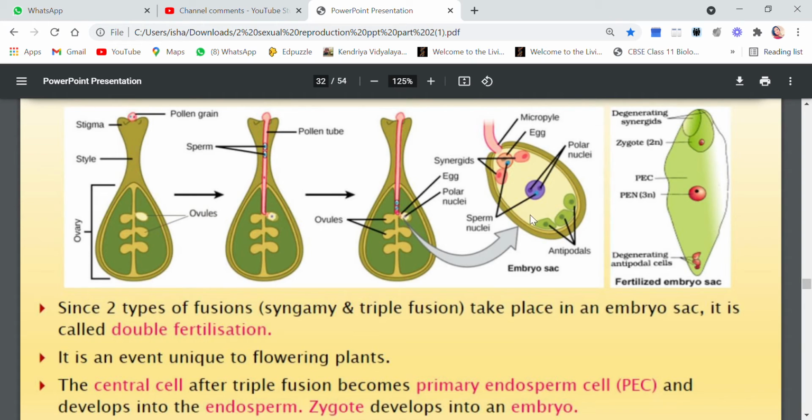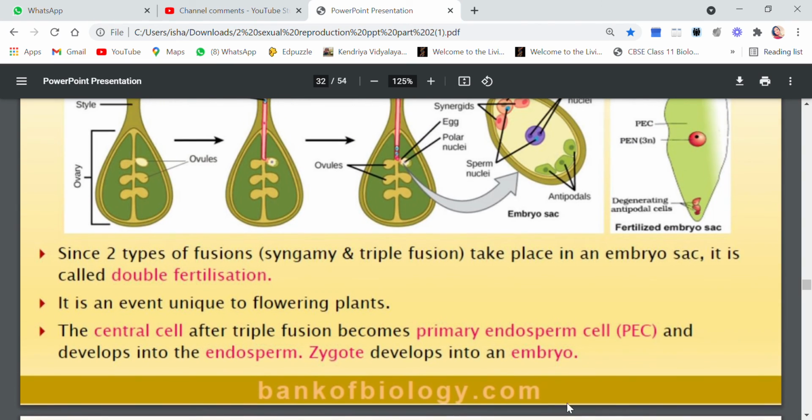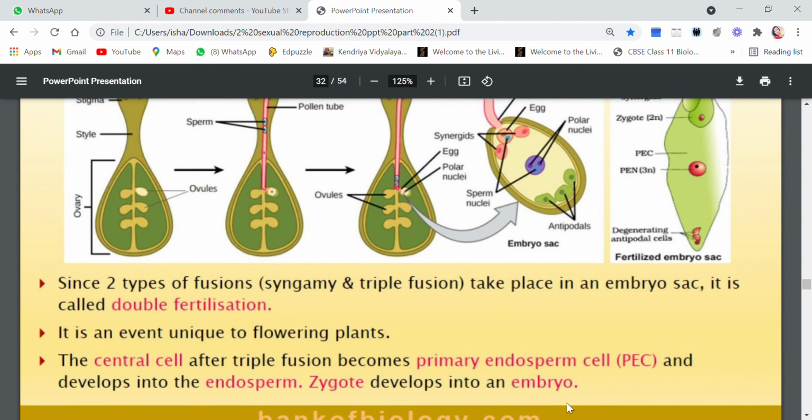So this central cell will later on develop into endosperm. You see, central cell will later on develop into endosperm, and the zygote which is formed here, that will develop into an embryo, right? So this is all about double fertilization.